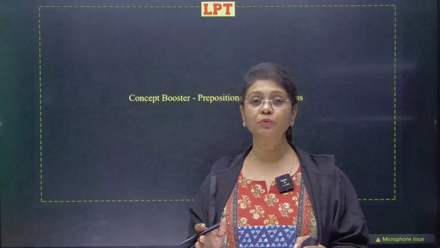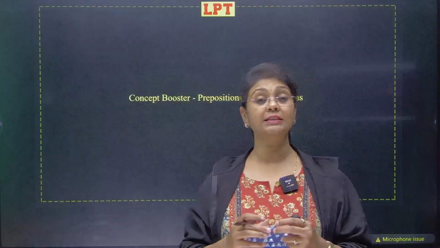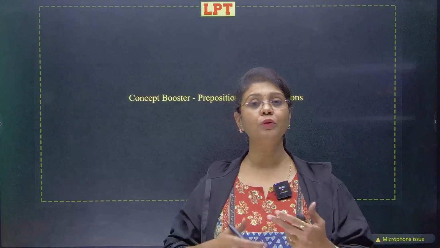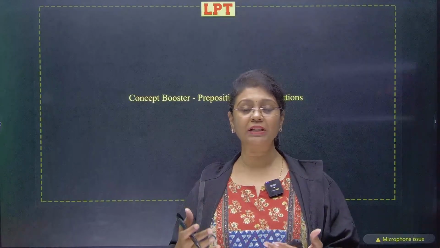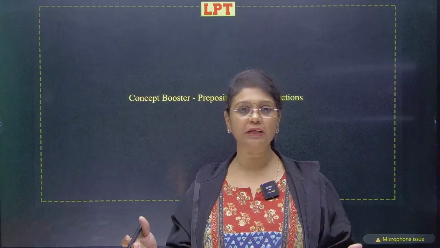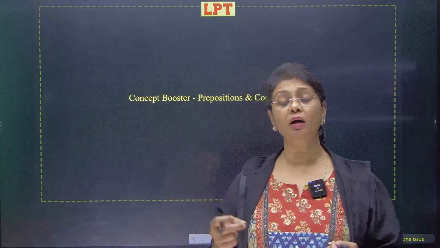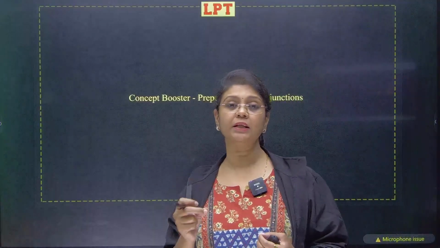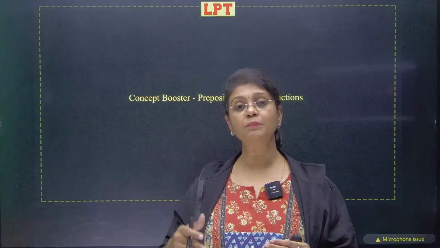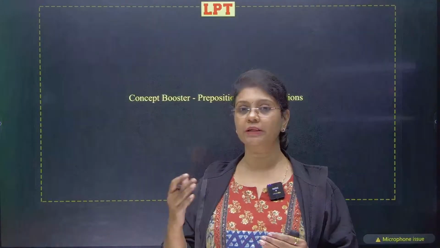Now prepositions and conjunctions are considered a closed category in grammar, which means that you don't add these parts of speech in a random manner. When you talk about this closed category, we are looking at parts of speech which have a fixed number, in terms of prepositions and in terms of conjunctions also.